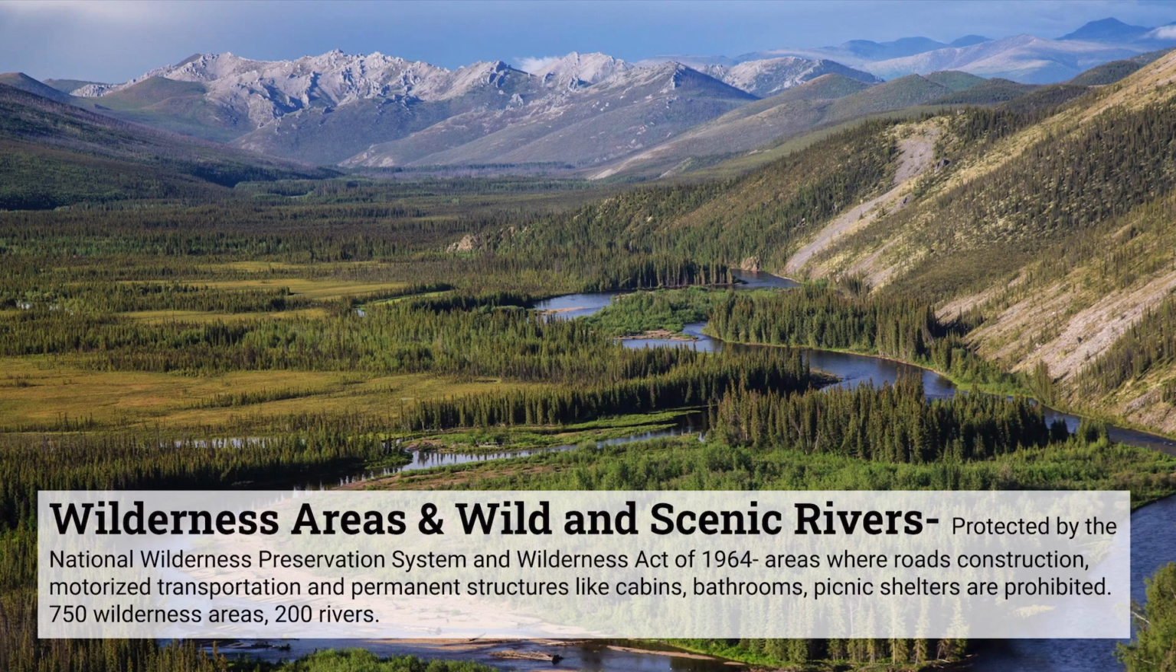The highest level of protection for terrestrial biomes is the Wilderness Area and Scenic River designation. These areas are protected by the National Wilderness Preservation System and Wilderness Act of 1964 and are kept as wild as possible. Any kind of structure like bathrooms, picnic shelters, roads, and motorized transportation in these areas is prohibited. There's 750 wilderness areas and 200 scenic rivers in the United States.